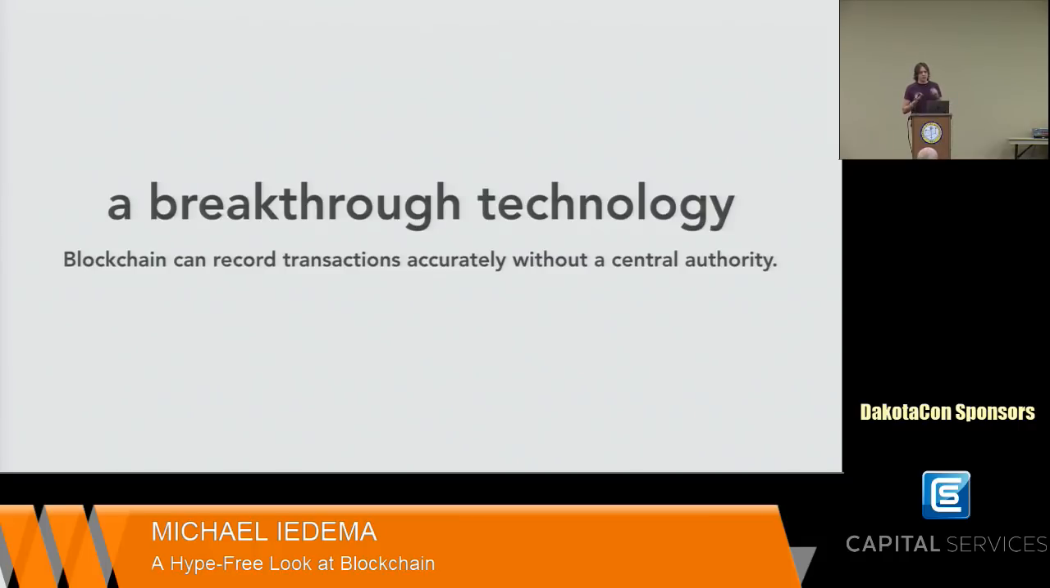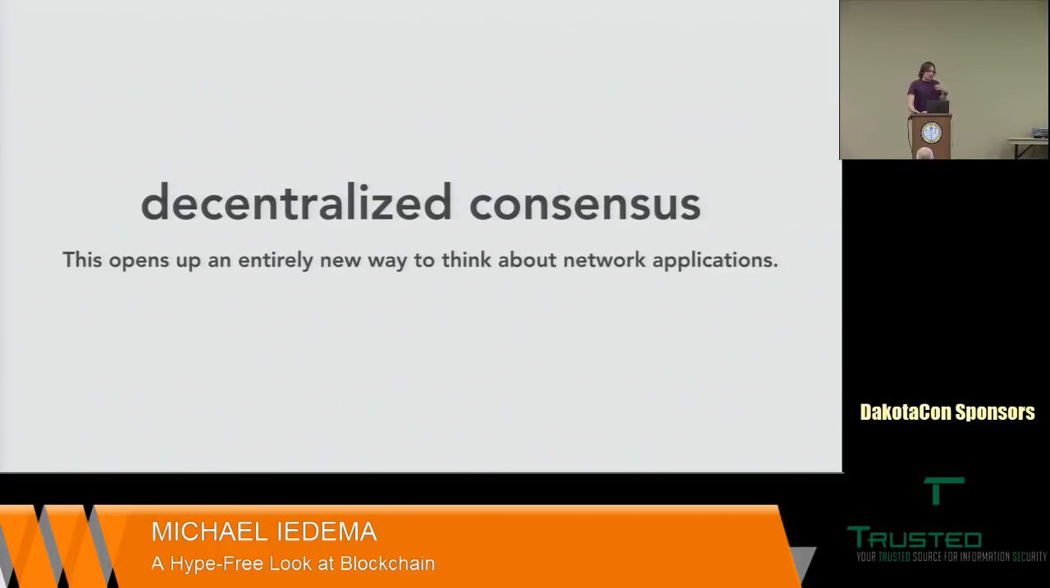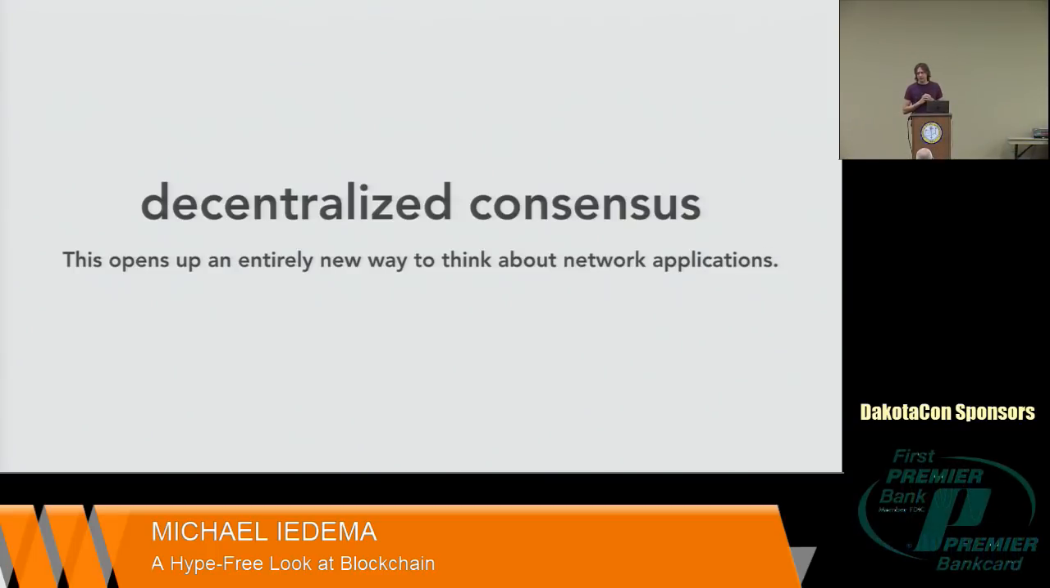It can record transactions accurately without a central authority between all these distributed entities. So the technology itself is actually decentralized consensus, and it opens up an entirely new way to think about building network applications. If you don't have to build this central authority, or people don't have to trust that central authority, well, what other kind of applications could you build? This is the interesting question.